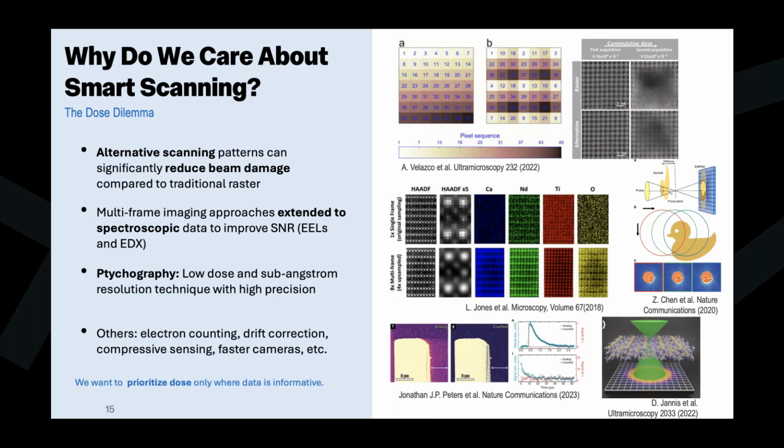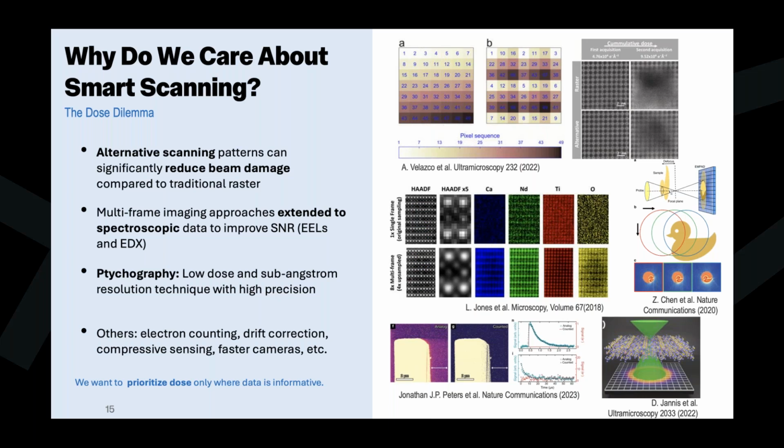And then I also wanted to point out that this links into all sorts of other hardware and software advances in the field of electron microscopy, everything including electron counting, drift detection, compressive sensing, faster cameras, ultra-fast beam blankers. All of these go hand in hand when we think about doing this smart scanning.